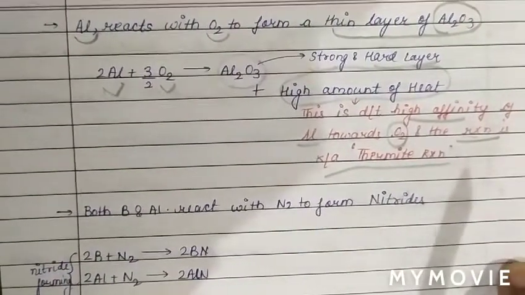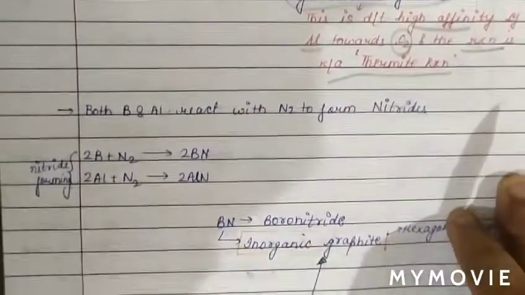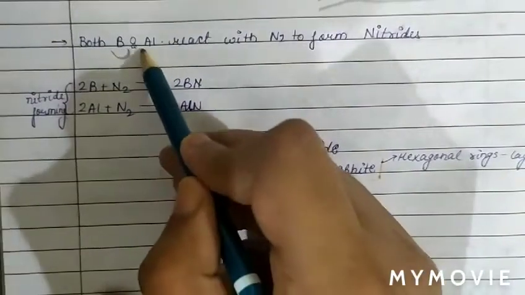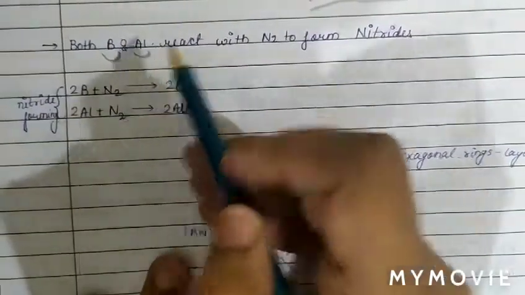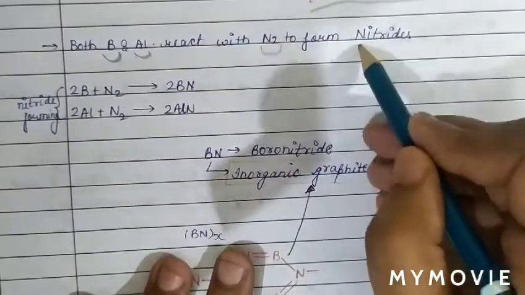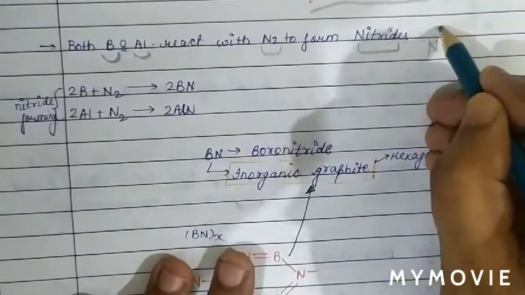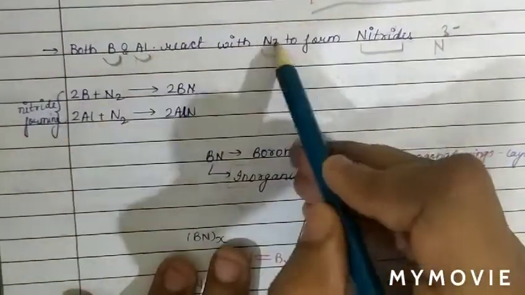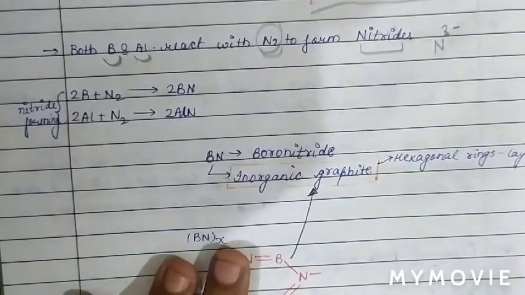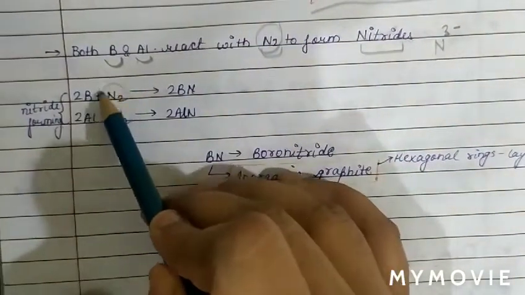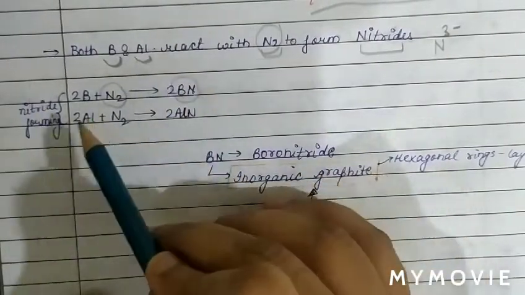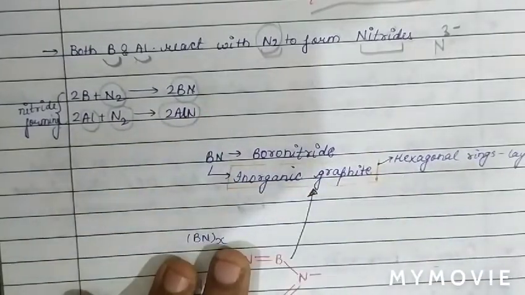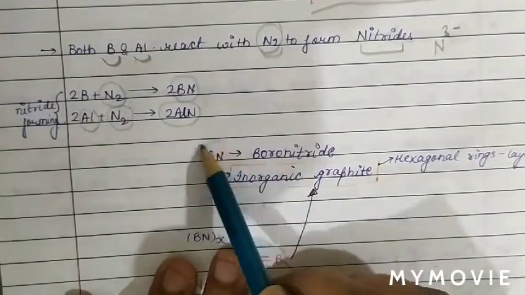See another chemical property of group number 13 elements. Both boron and aluminium react with nitrogen and form nitrides. We know the nitride ion is N3 negative ion. When boron reacts directly with nitrogen, it forms boron nitride, BN, and aluminium reacts directly with nitrogen to form aluminium nitride, AlN.